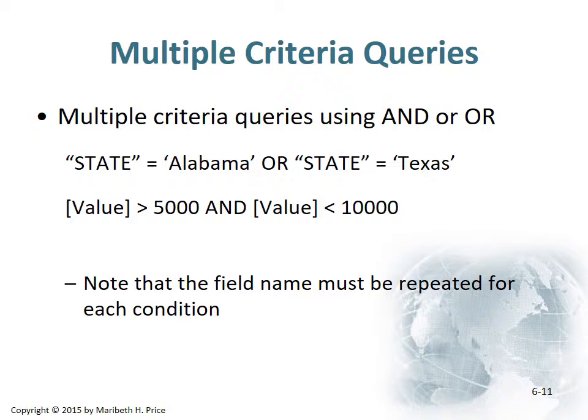Okay, and so each time you repeat a field, you have to repeat it in the SQL statement. So you can't say state equals Alabama or Texas. The SQL interpreter won't know what that means because you didn't specify a variable or column name. So it has to be state equals Alabama or state equals Texas. You have to declare the field each time you're using it in your query.